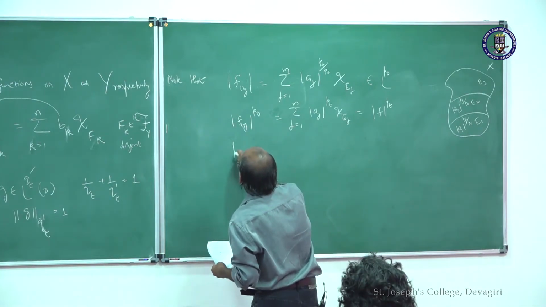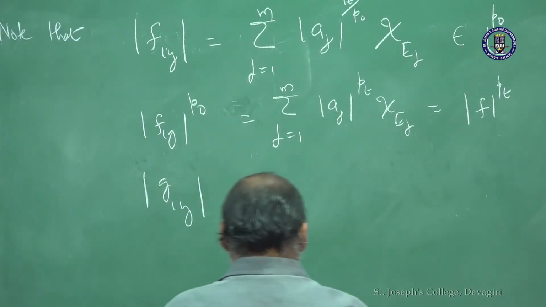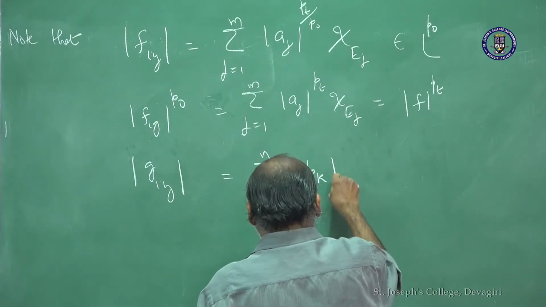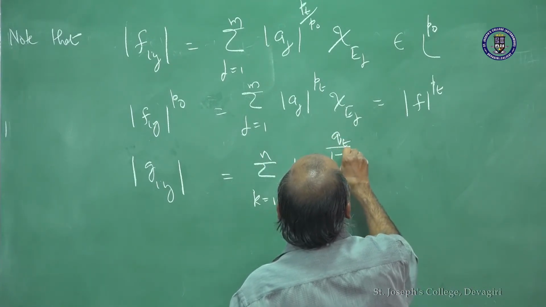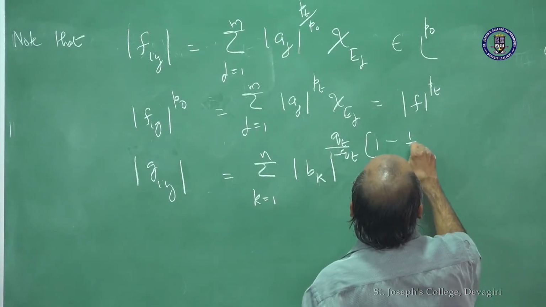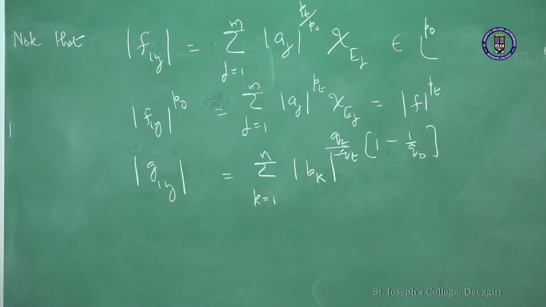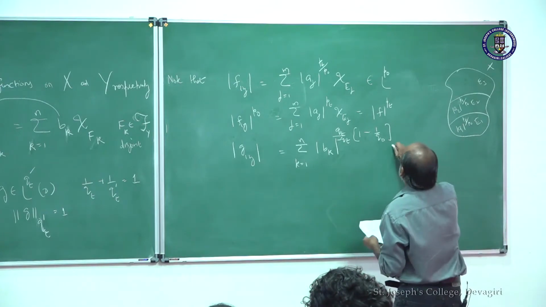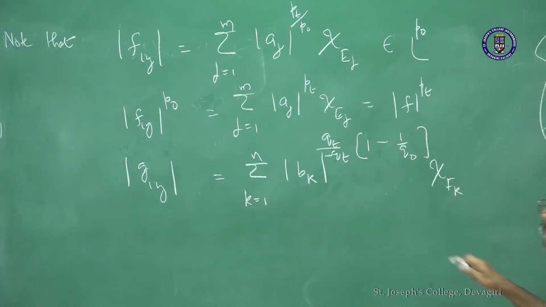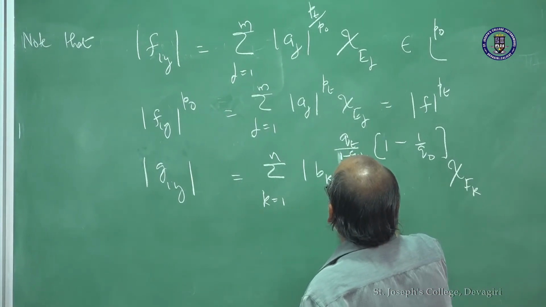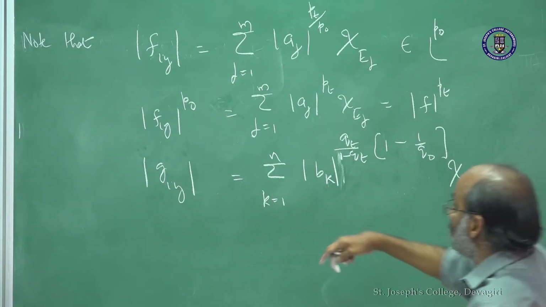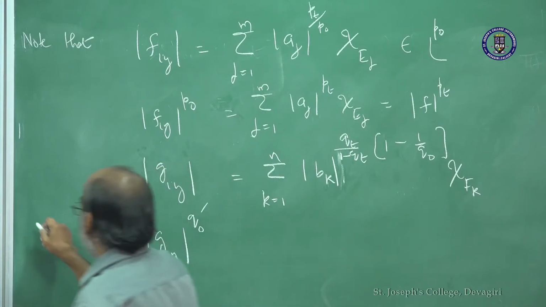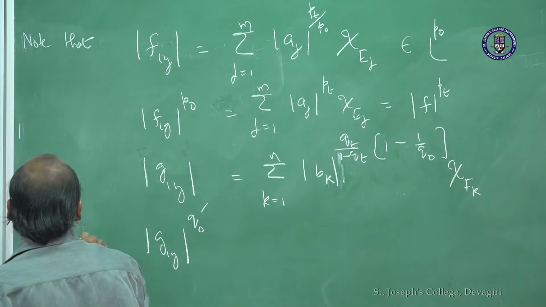So similarly, you do the g calculation. So g(iy), the modulus would be summation k equal to 1 to n, mod b_k to the q_t by, 1 minus q_t, 1 minus 1 by q_0, right? In the earlier case, we got p_0, but here I have 1 minus 1 by q_0, chi_{F_k}. It is a bit complicated because of the dual space and so on. Let us take the power like this: the modulus of g(iy) to the q_0 prime. What is q_0 prime? 1 by q_0 plus 1 by q_0 prime equals 1.